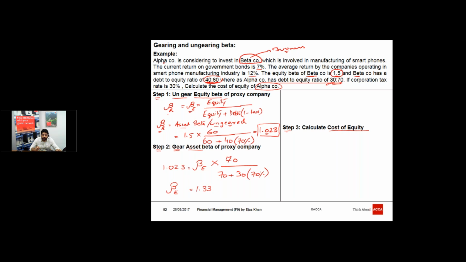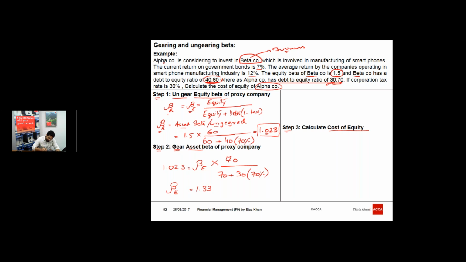Can anybody tell me the reason of having lower equity beta in case of Alpha Company than of Beta Company? Yes, everybody is coming up with the right answer, because the gearing of Alpha Company was lower than the gearing of Beta Company. Therefore, it has a lower equity beta because it has lower financial risk. Both companies have the same business risk, but because of lower financial risk of Alpha Company, it has a lower equity beta. I hope it is clear now.